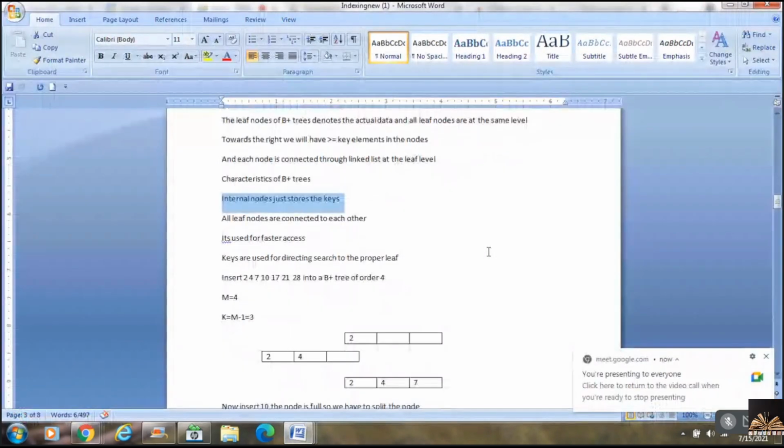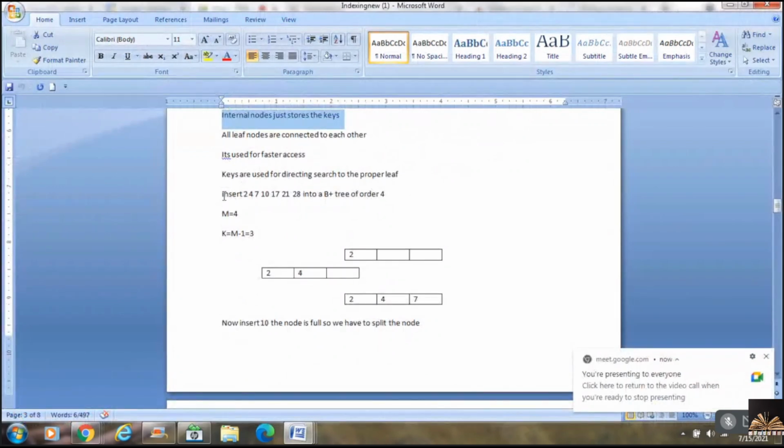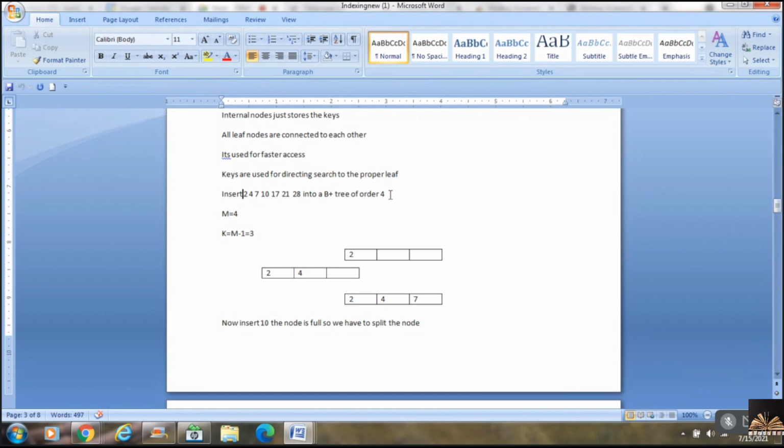Now see this. I want to insert 2, 4, 7, 10, 17, 21, 28 into a B plus tree of order 4. These may be the keys with respect to a particular record of a database. Now I want to insert these keys into a B plus tree of order 4.